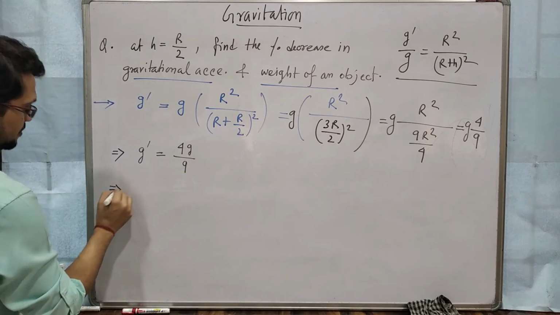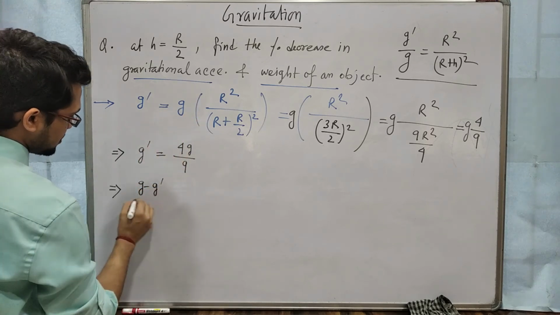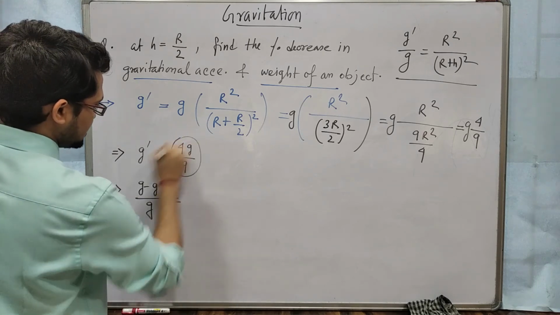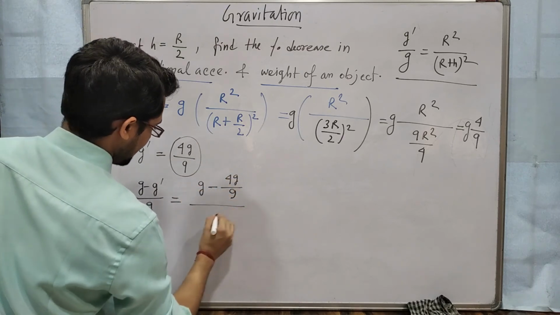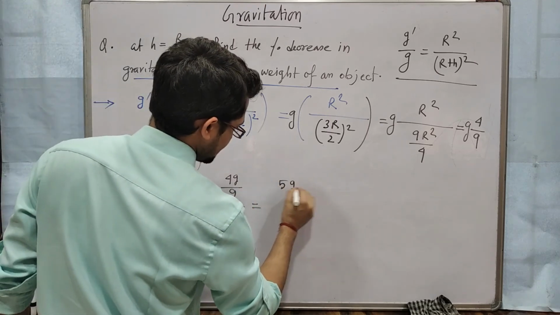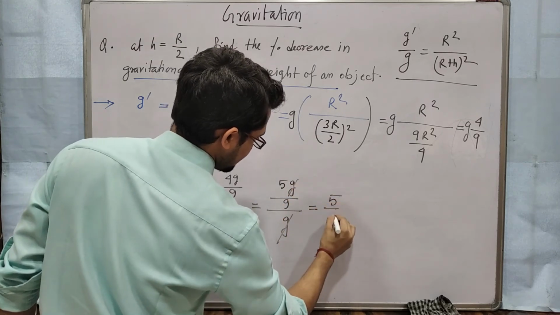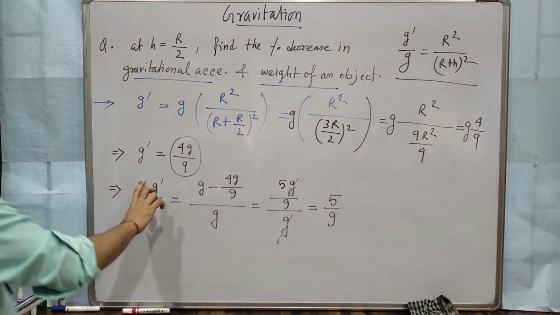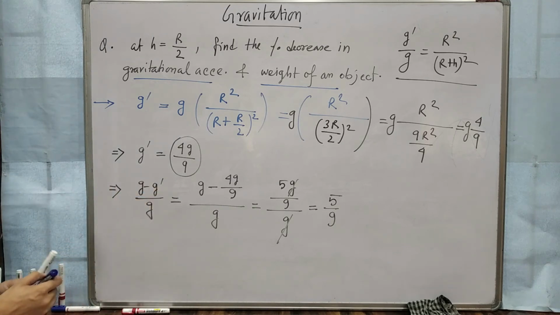Okay. Now percentage decrease means we have to find g minus g prime first, divided by g. So g minus g prime. This value is g prime. So (g minus 4g by 9) by g. Okay. You will get here 5g by 9 by g. g cancels out. So 5 by 9. You are getting 5 by 9. Okay. This is the fractional change, g minus g prime by g.